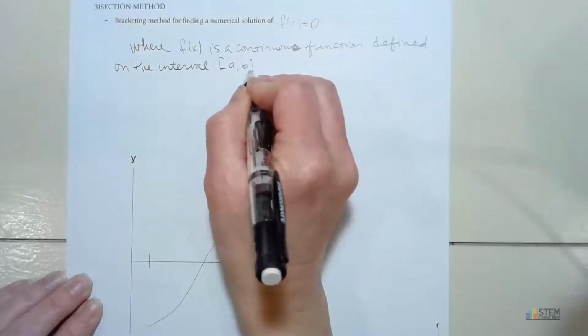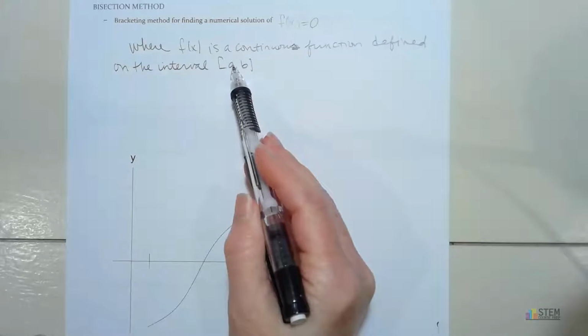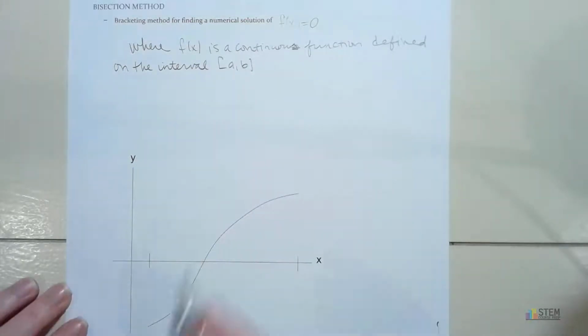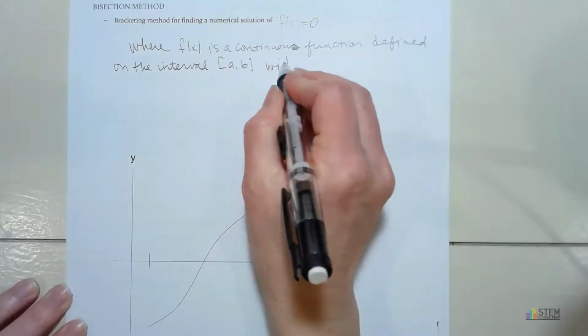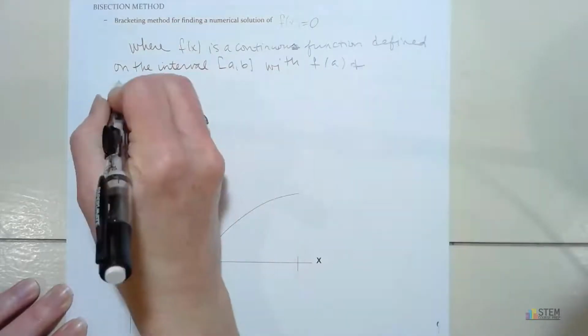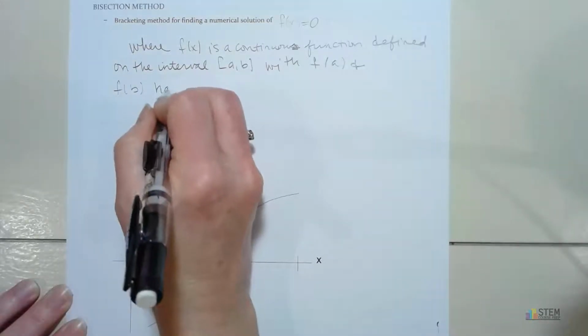[a, b]. Now notice we've got those closed brackets again, so remember we talked about that in the last video. When we've got those closed brackets, it's a closed interval, and that means x can be greater than or equal to a and less than or equal to b. Okay, so we're in that closed interval with f of a and f of b having opposite signs.